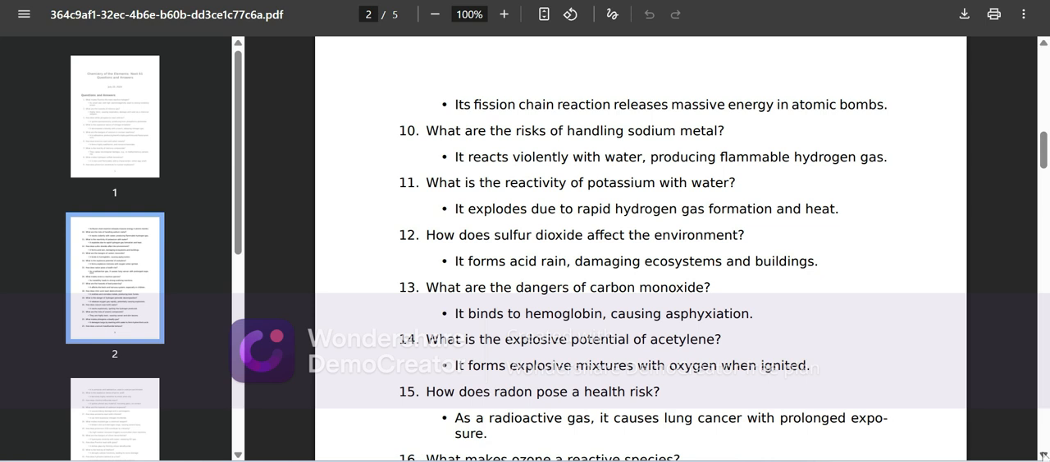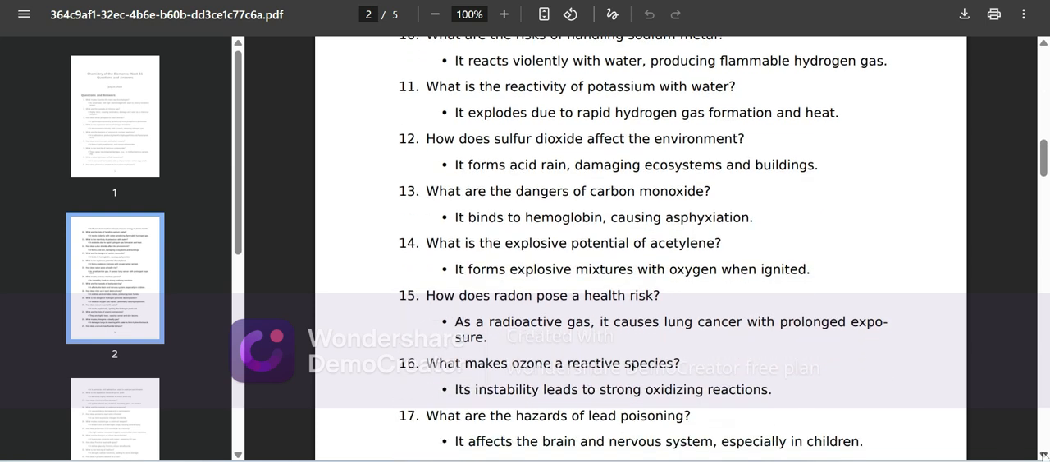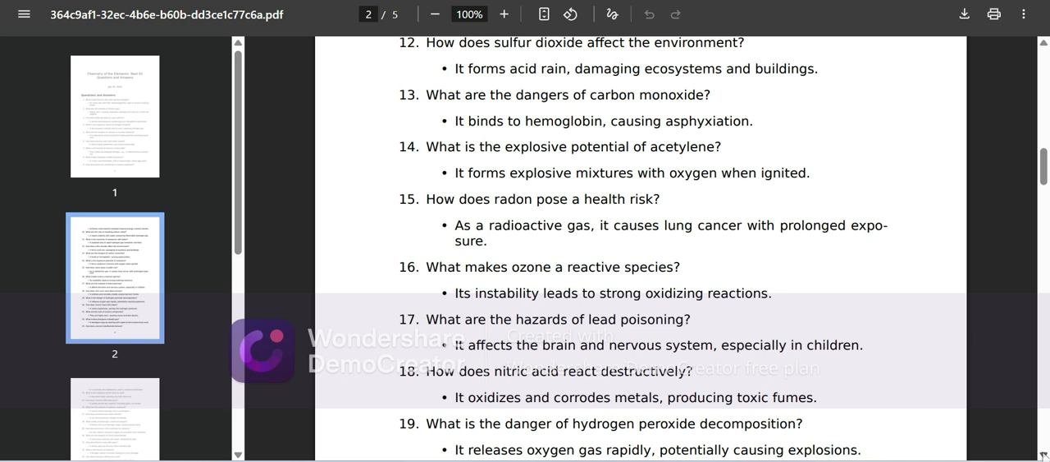It explodes due to rapid hydrogen gas formation and heat. How does sulfur dioxide affect the environment? It forms acid rain, damaging ecosystems and buildings. What are the dangers of carbon monoxide?